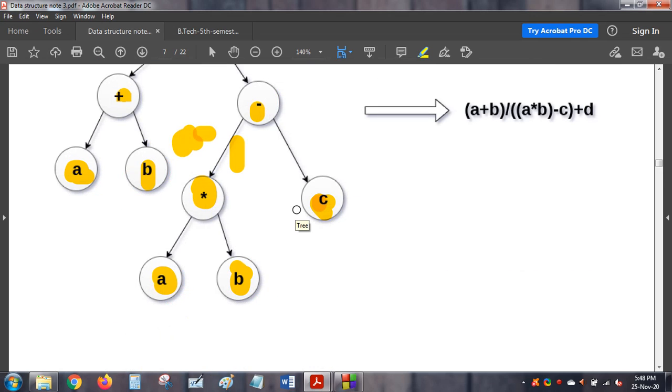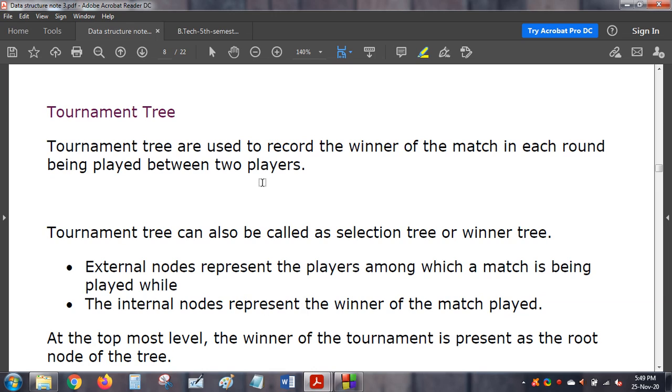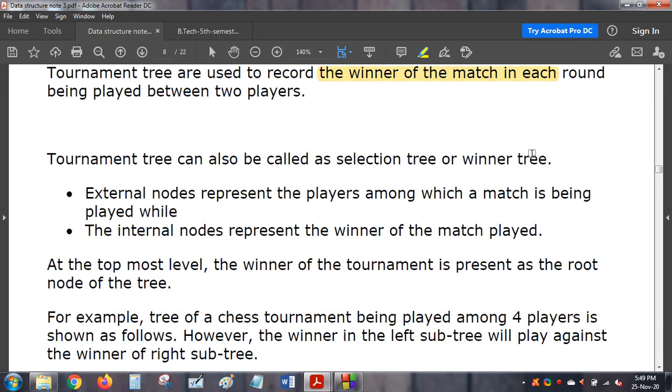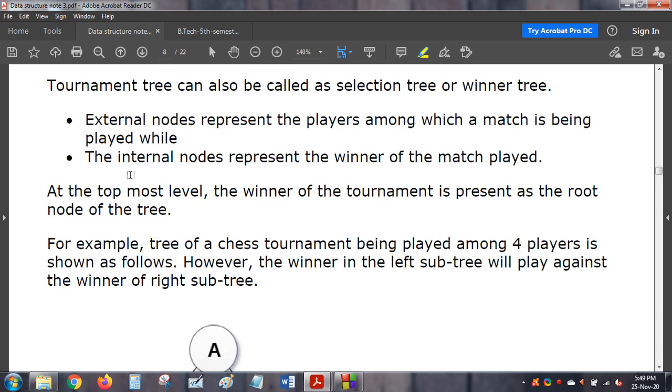Now what are tournament trees? Tournament trees are used to record the winning of a match in each round being played between two players. A tournament tree can be called a selection tree or winner tree. So tournament trees are used to record the winners of the match in each round. Now how can we form the tournament tree? External nodes represent the players among which a match is being played. The internal nodes represent the winner of the match. At the topmost level, the winner of the tournament is present at the root.